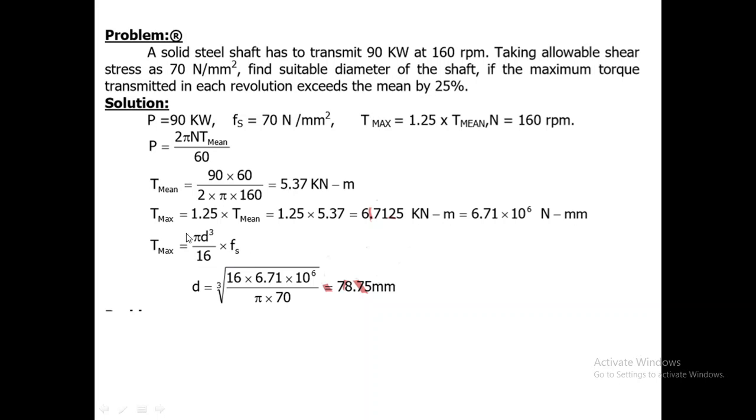The important thing here is that in the torsion equation we should take the maximum torque, whereas from power we get the mean torque, and you have to increase it by 25% to get the maximum torque. That's why the maximum torque is 1.25 times the mean torque. You apply that in the torsion equation and you get the diameter. So you will get 78.575 millimeter.